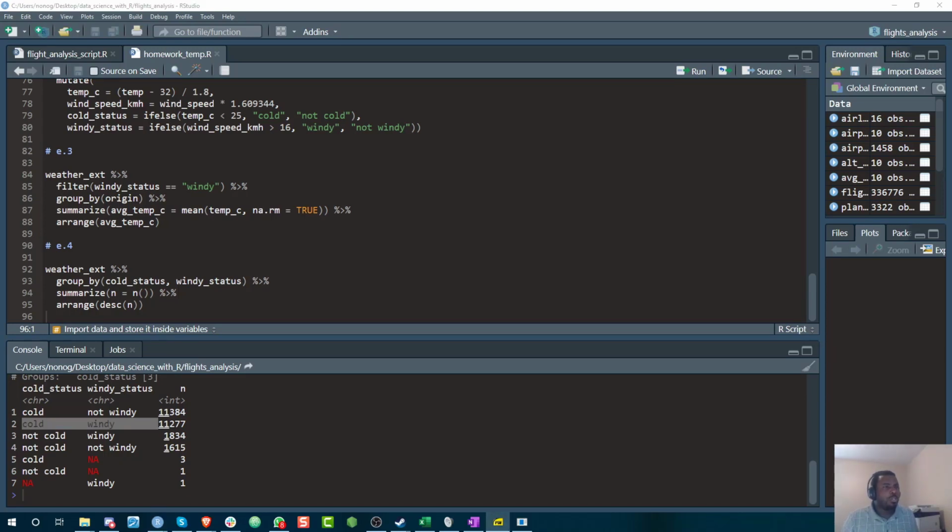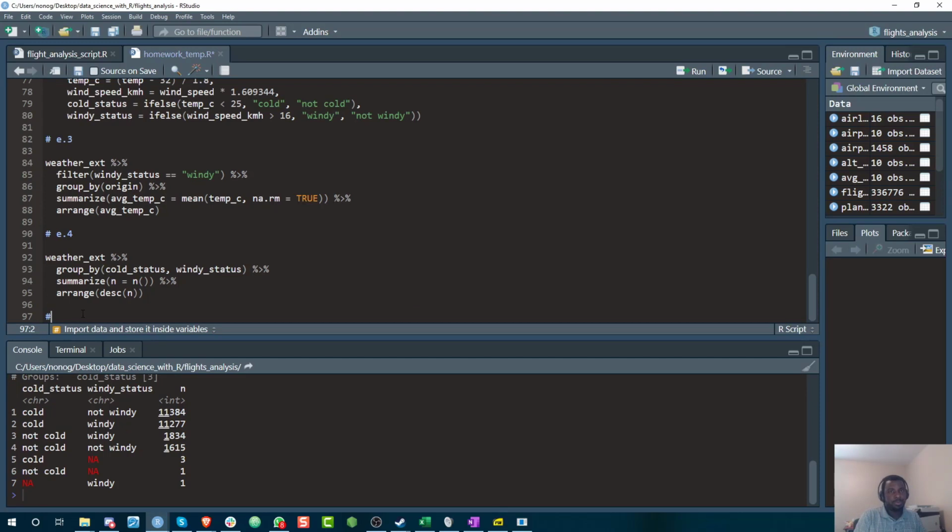So that was E4. What is the most common combination of wind and cold statuses? E5. Which weather station between JFK and EWR has the highest average wind gust in the summer months? And we assume that it's from June to August. So we can do that. E5.